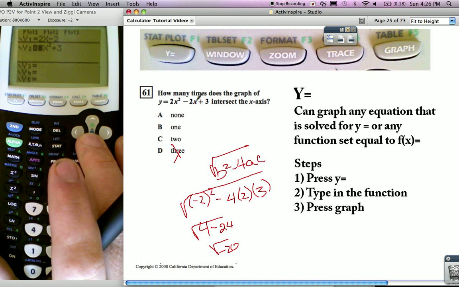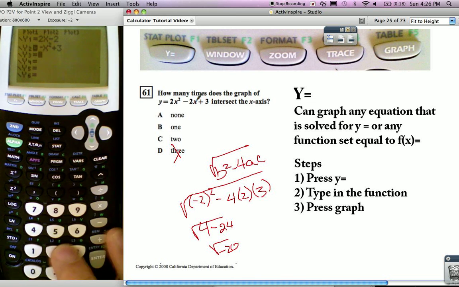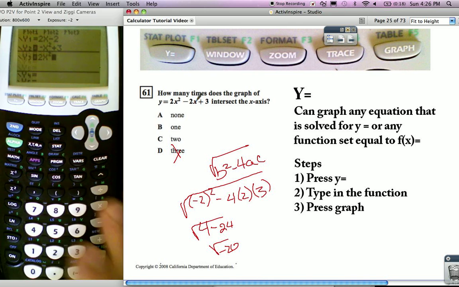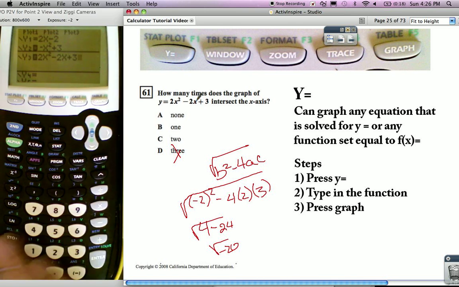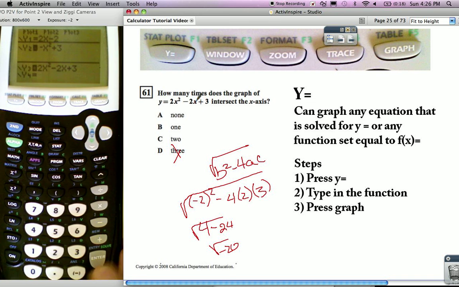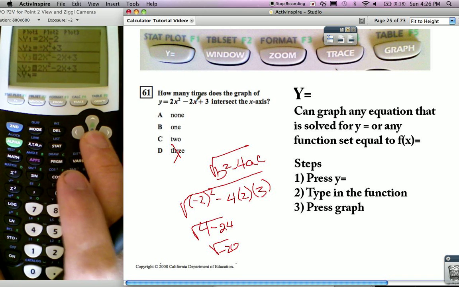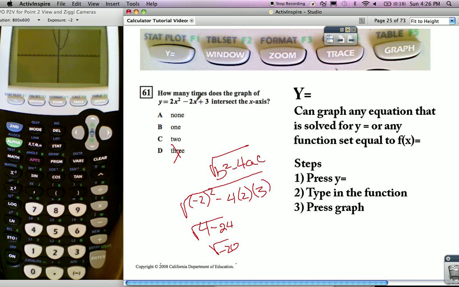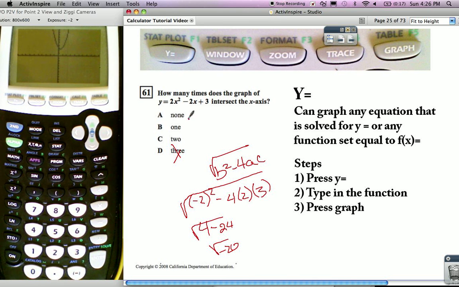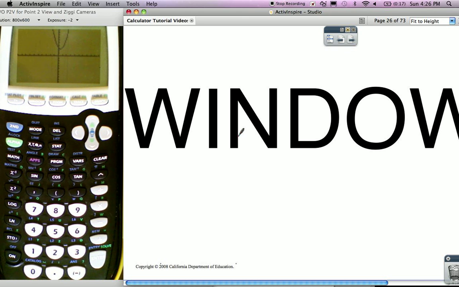Or again, I can go down here, 2x squared minus 2x plus 3. I'm going to turn off the other graph by hitting enter, and then hit graph. How many times does it cross? None. It's all about saving time. You can do this, or you can type it in and be done a little bit quicker. All right? The next thing I'm going to go over is adjusting your Window settings. Good luck on your finals.